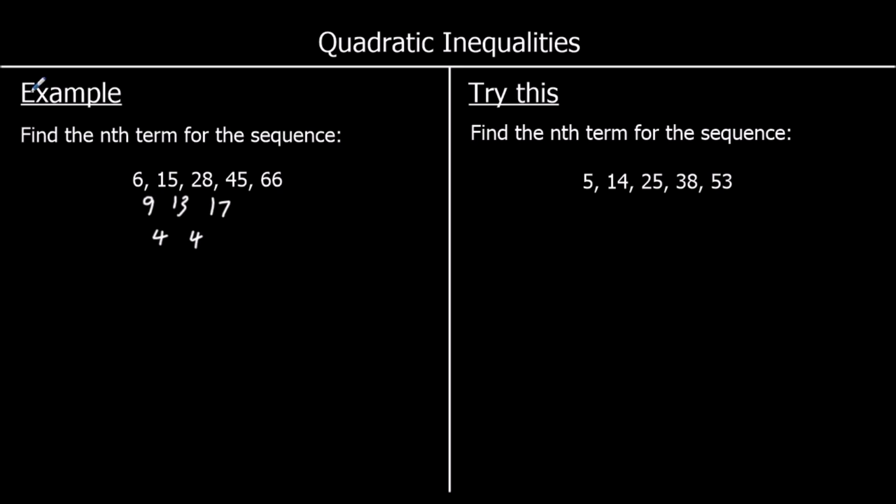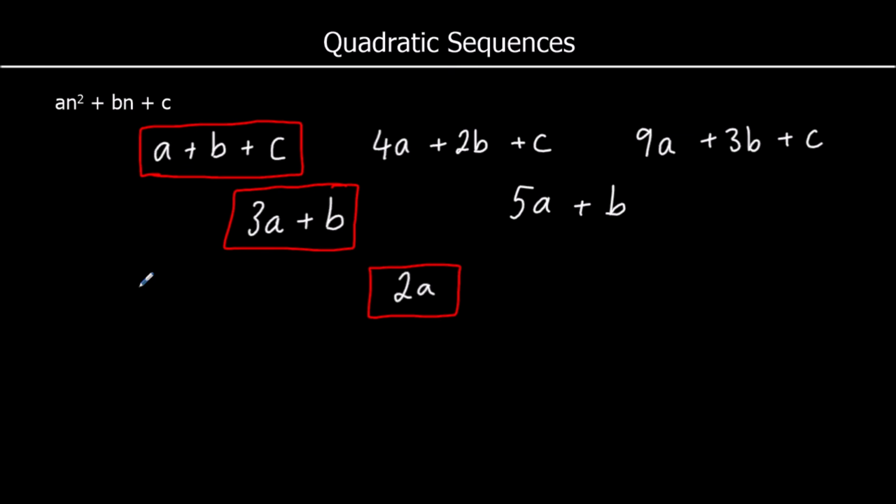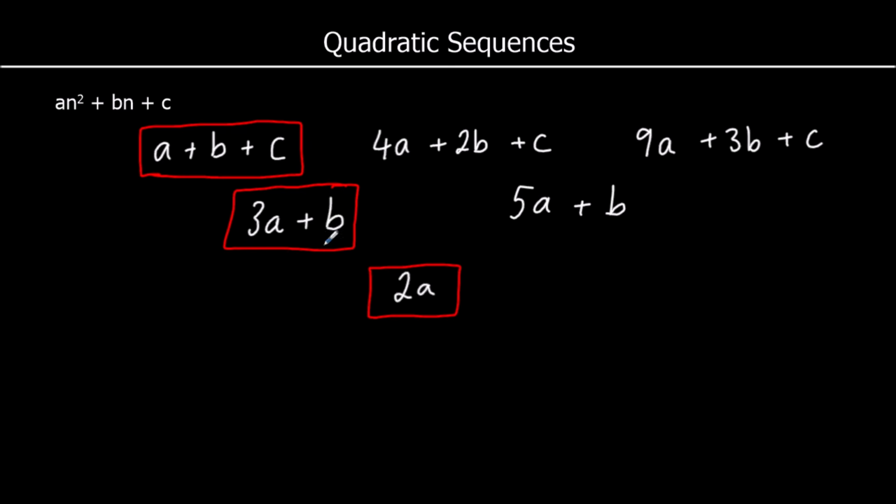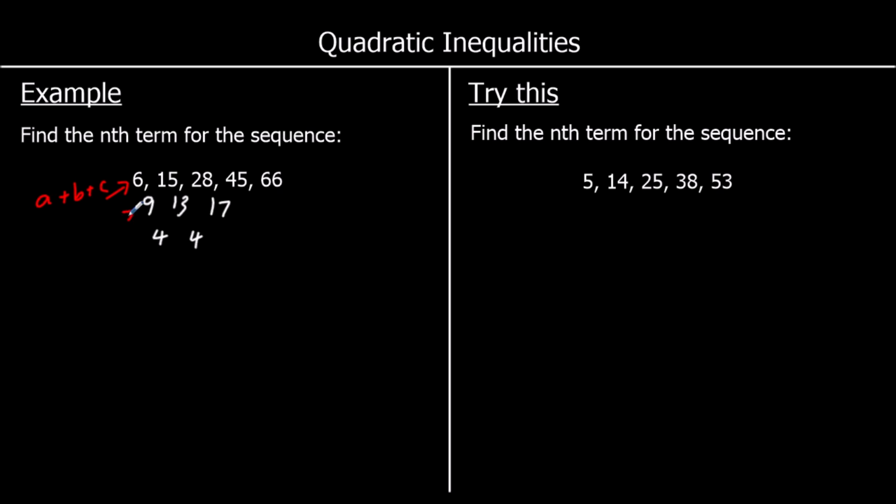So let's have a look at what we had. So we can say the first term is a plus b plus c. So this first term here, 6, is a plus b plus c. The difference between the first and second term is 3a plus b.